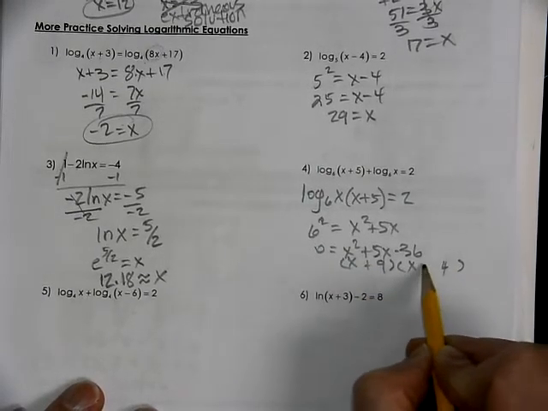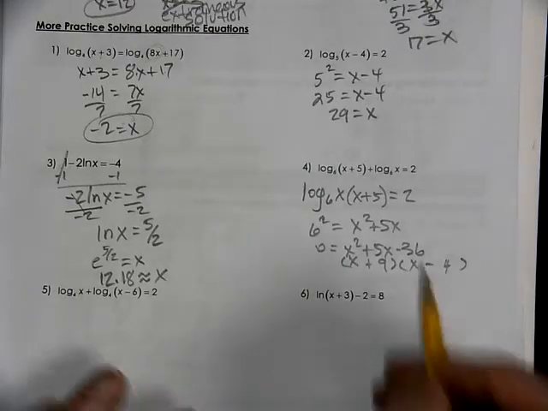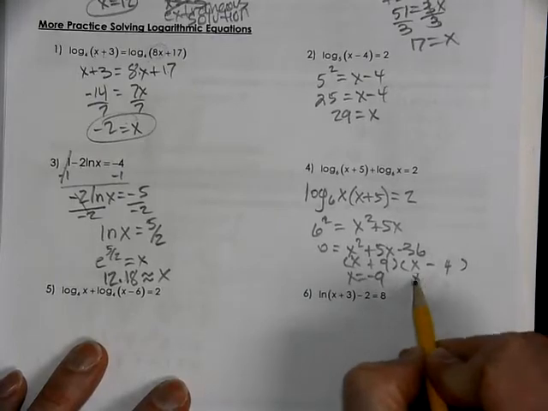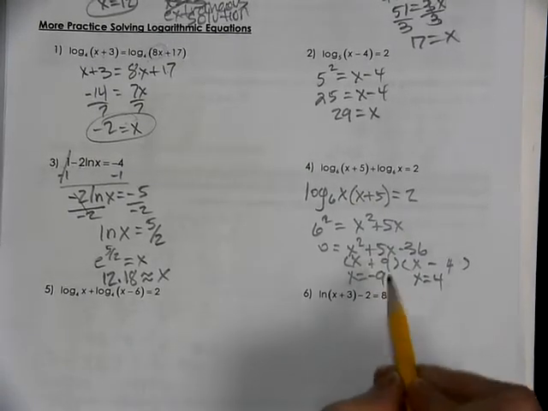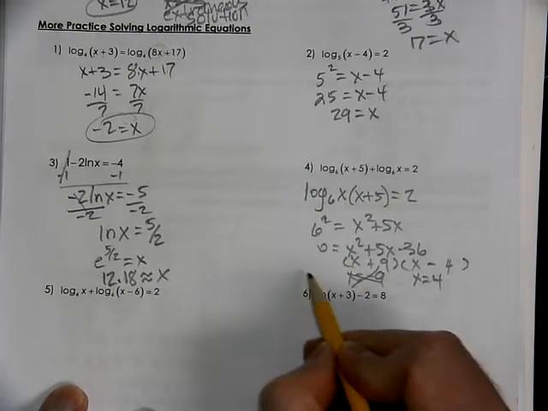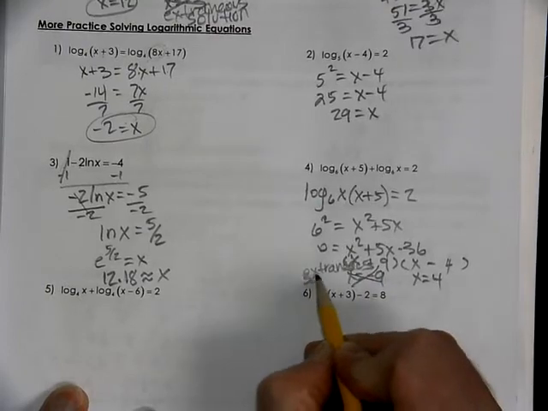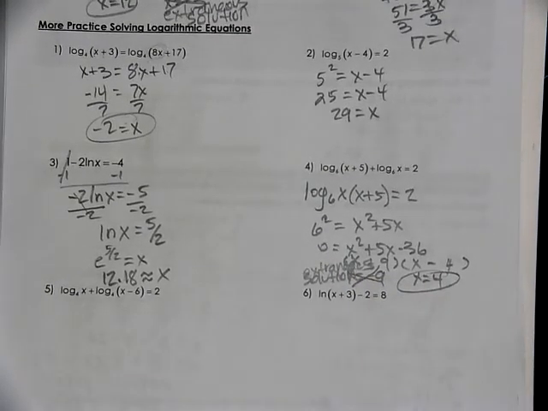A positive 9 and a negative 4 would add together to be 5, but multiply together to be, specifically, a negative 36. When you plug in a negative 9, you get a negative answer, so that's going to be extraneous. You plug in a 4 and you're okay.